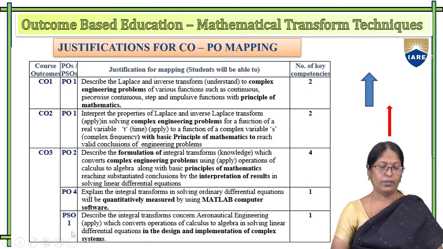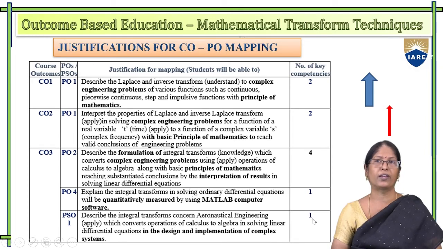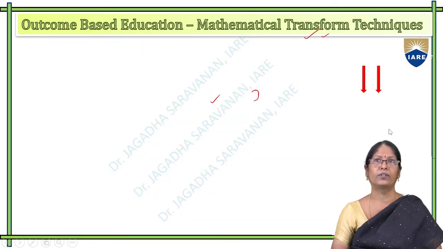Now, in this, CO3 satisfies two program outcomes. Not only two, even four are connected, which has nearly 10 elements. One is satisfied, and the specific one is here. This is the curriculum, and for the explanation, to show how it is connected to the branch, we have taken aeronautical engineering. So specifically it is connected to one, which we can see.